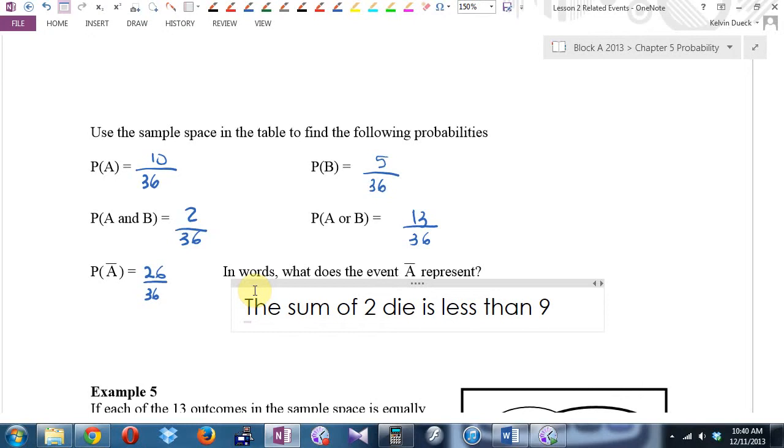If we're talking about the weather, what's the complement of sunny in English? Cloudy, rainy, right? If we're talking English, what's the complement of daytime? Nighttime. Okay. So on your test I will actually say, hey, can you translate this into English? I'll give you an event and I may say, all right, in English, what does the complement mean? What are they asking?